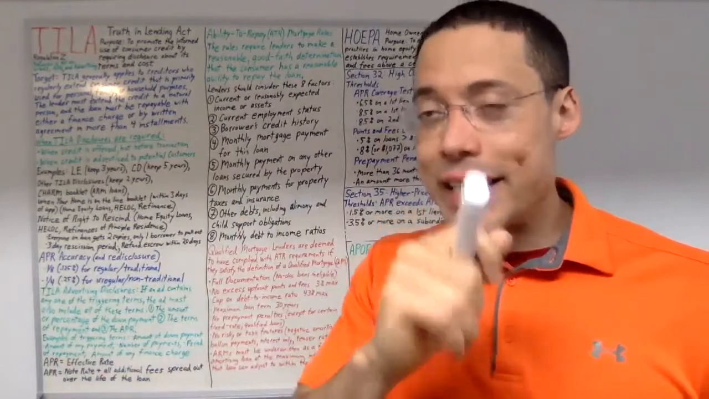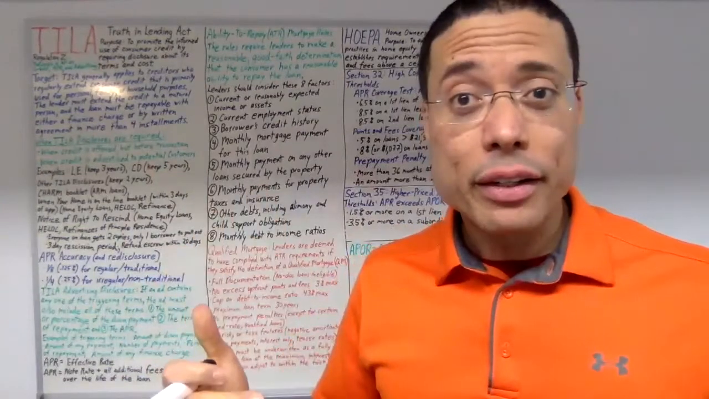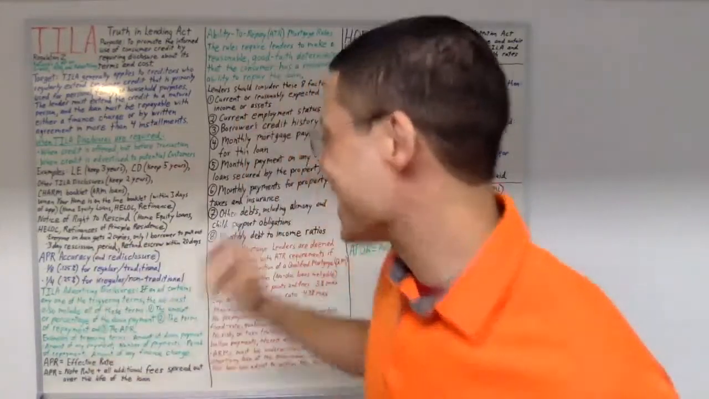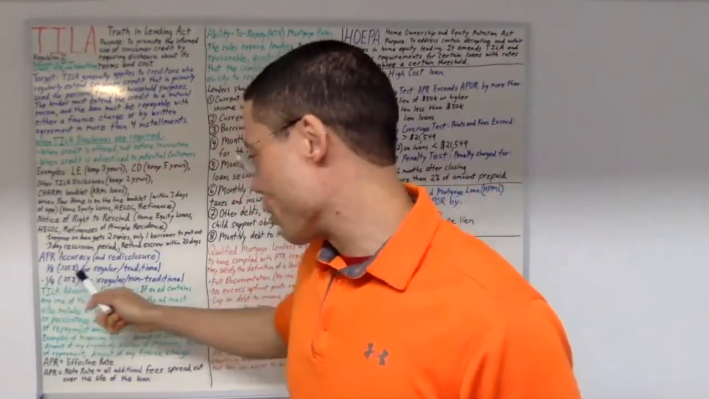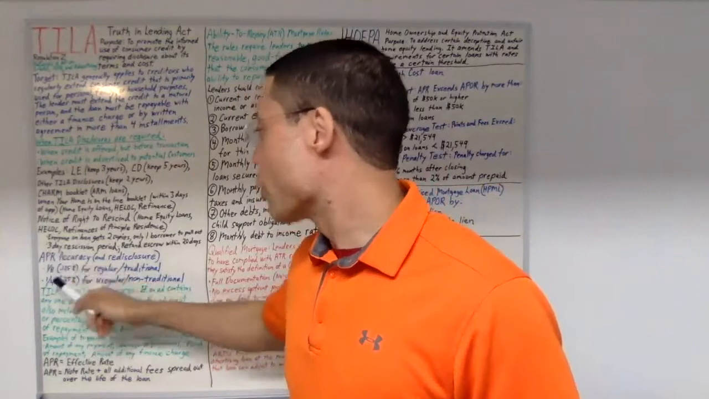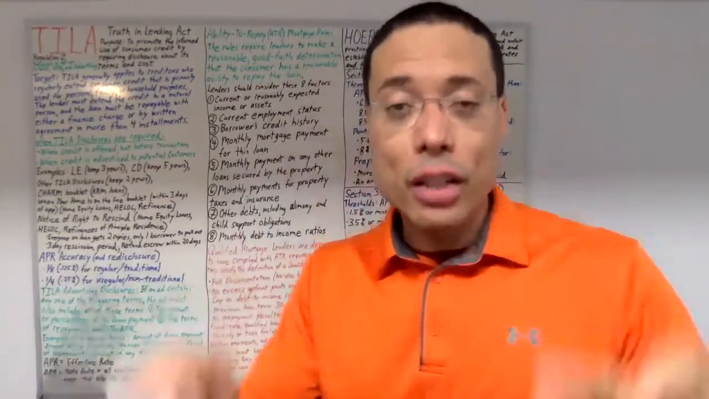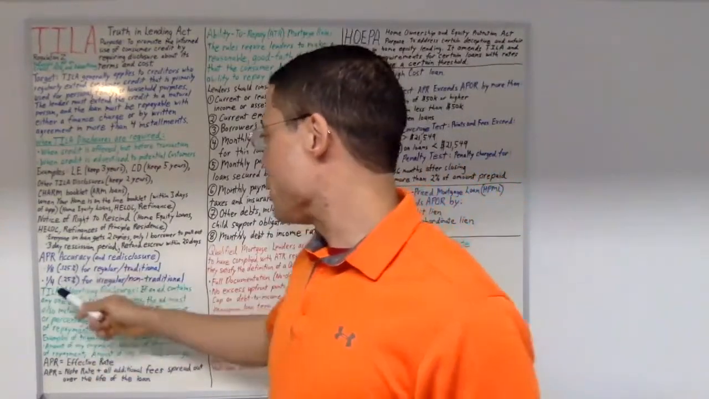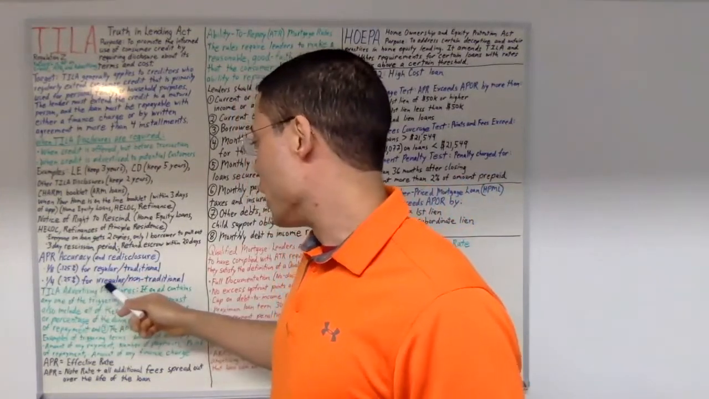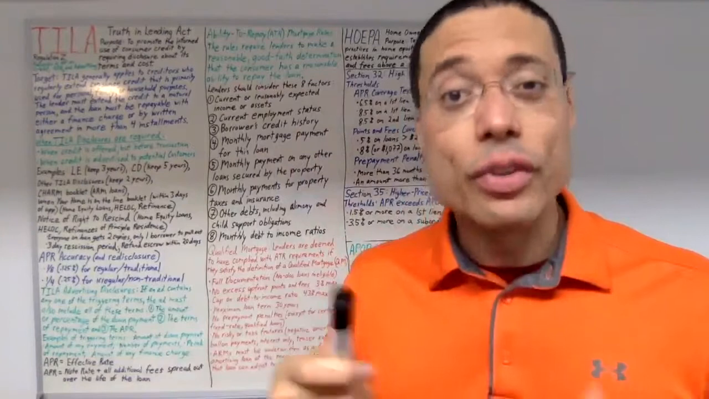Then if it changes by a lot, redisclosure is required. All right. Now, what is the threshold? So basically, it's like this. If the APR changes more than 1/8 of a percentage, which is 0.125%, for regular or traditional loans, then redisclosure is required. And if the APR changes by more than 1/4 or 0.25% for irregular or non-traditional loans, then redisclosure is required.